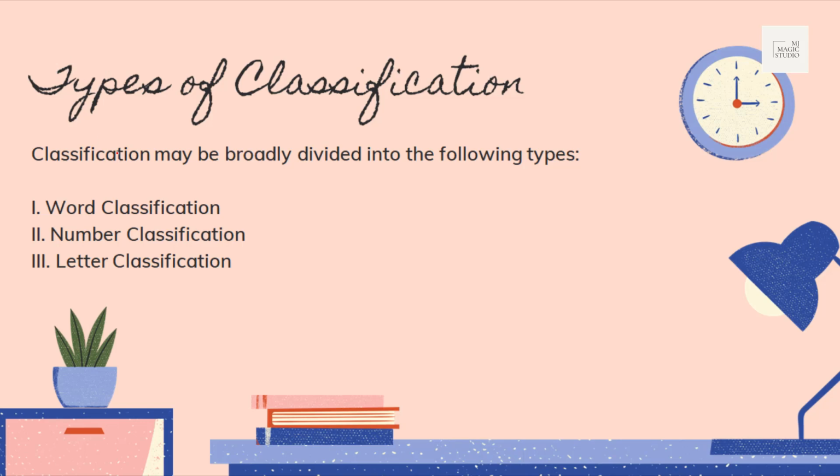Types of classification: classification may be broadly divided among the following types. We can face word classification, where different words are given and we need to identify the group. Number classification, or alphabet or letter classification, or a mix of them can also be featured.